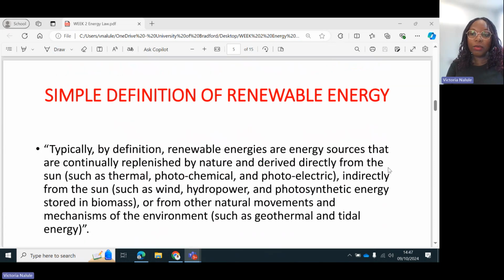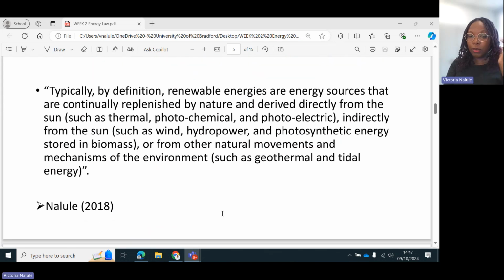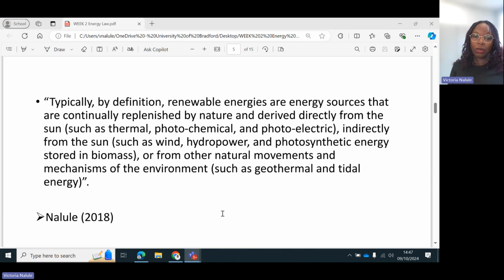So what do we mean by renewable energy? Typically, by definition, renewable energies are energy sources that are continually replenished by nature and derived directly from the sun, such as thermal, photochemical, and photoelectric, and indirectly from the sun, such as wind, hydropower, and photosynthetic energy stored in biomass, or from other natural movements and mechanisms of the environment, such as geothermal and tidal energy.